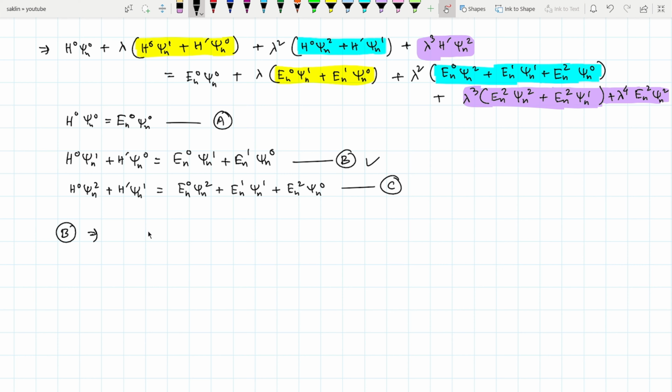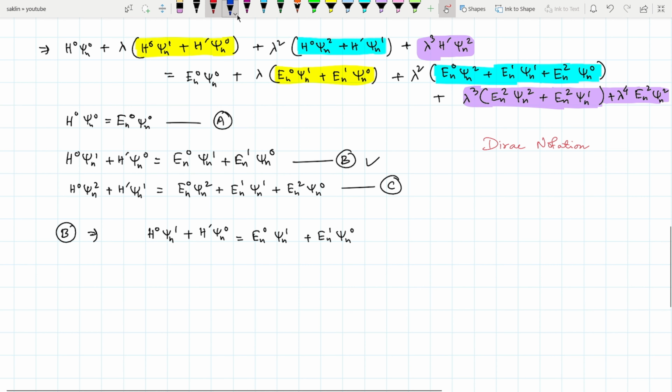Okay, from B we can write H0 psi n1 plus H' psi n0 equals En0 psi n1 plus En1 psi n0. I hope you all know about the Dirac notation. If you do not know, then I will show you briefly the Dirac notation.